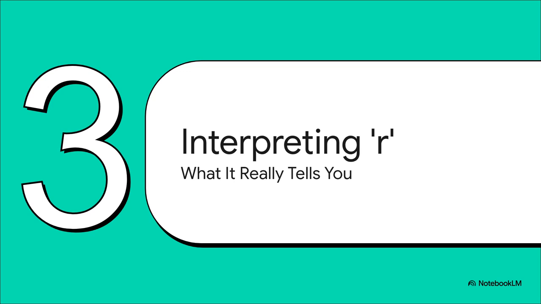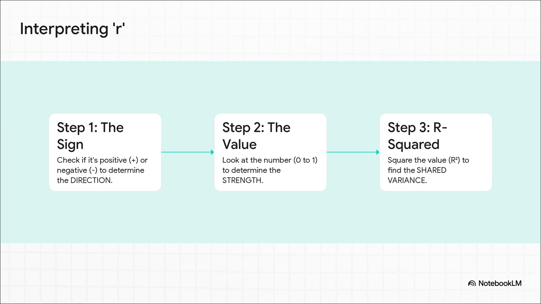Okay, so you have the number. Let's imagine you just ran your analysis for your MA project, and the computer spits out this R value. Now what? What do you actually do with it? How do you turn that little number into a real, meaningful insight? It's actually a pretty straightforward three-step process. First, just look at the sign.